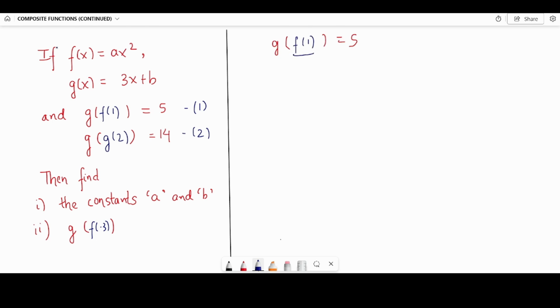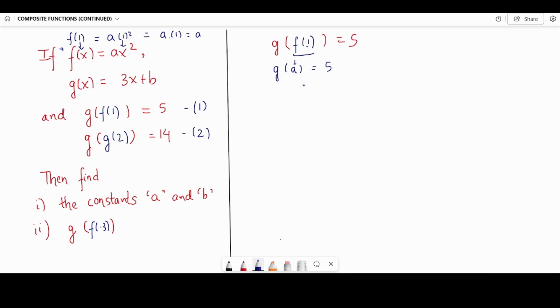To find the value of f of 1, we'll go back to f of x, and here we will replace x with 1 everywhere because in f of 1 the input is 1. So here we will get f of 1 equals a times 1 squared. That will be equal to a times 1, that is equal to a. So in place of f of 1, I am going to put a. So we will get g of a equals 5.